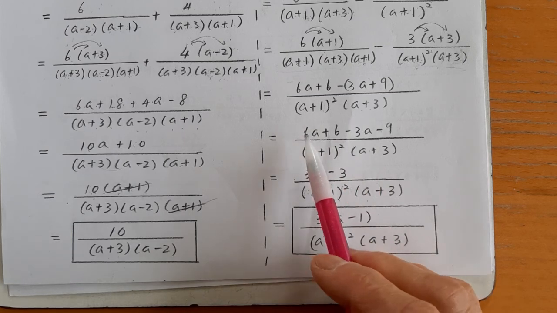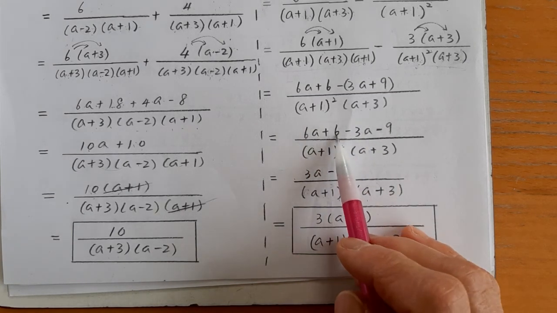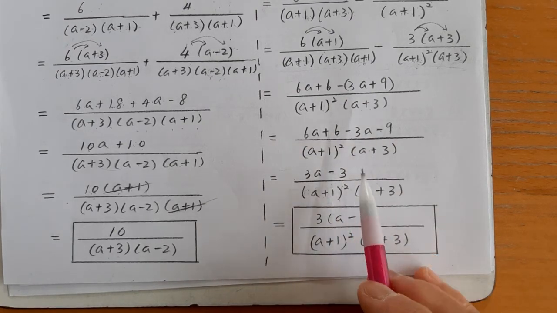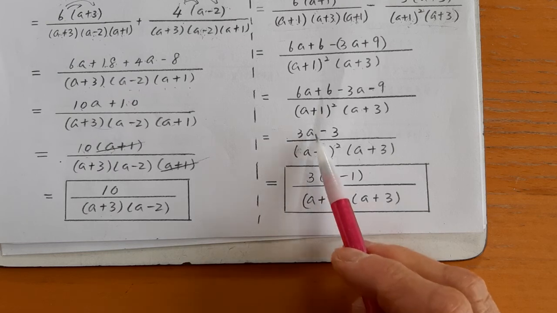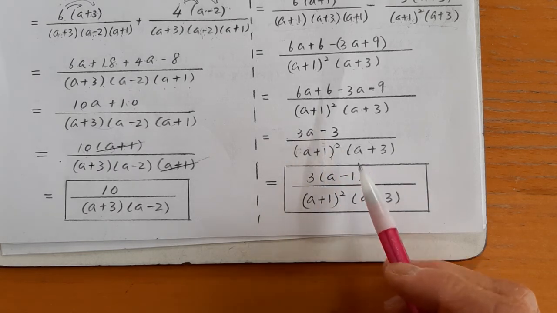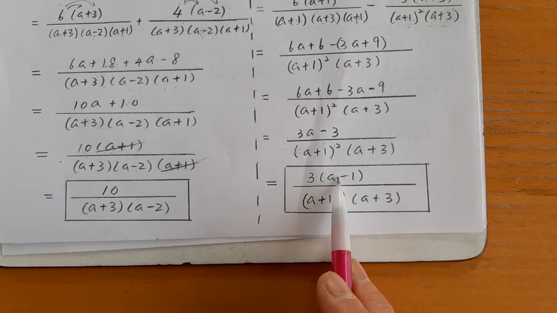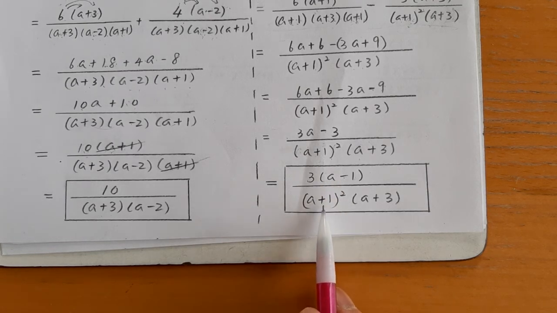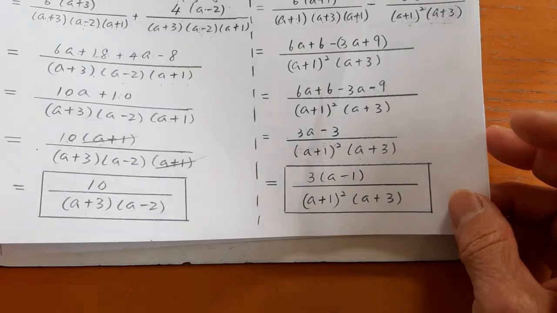Numerator, combine like terms. 6a minus 3a is 3a. 6 minus 9 is a negative 3. Common factor 3, factor out. So get a minus, still minus 3 divided by 3, it's 1. And you look at this, it is a minus 1. This is a plus 1. They are not common factors. So you cannot reduce anymore. So there's no common factor that can be reduced. And that's the final answer.